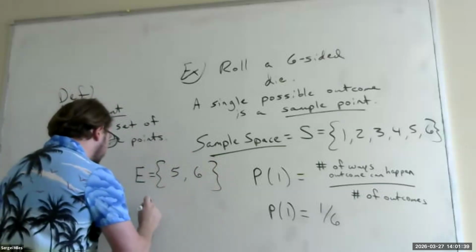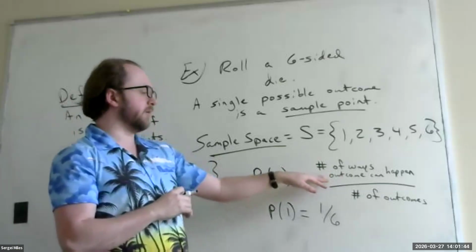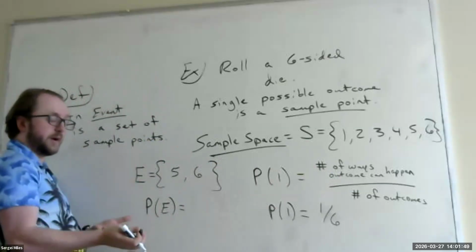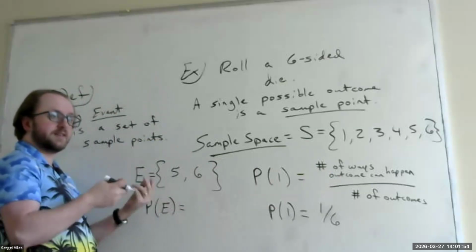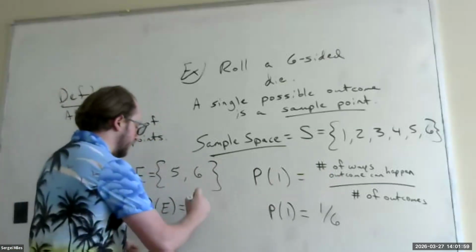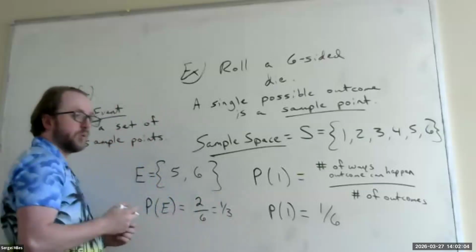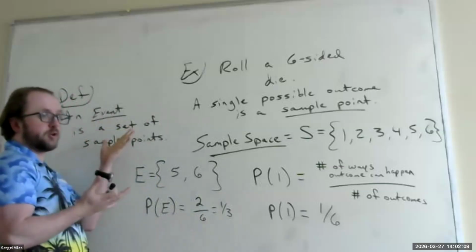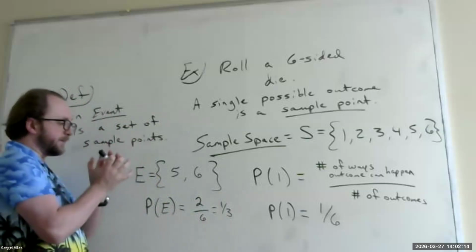Well, now if I ask, what is the probability of E, return back to our formulation we wrote out here. The number of ways some outcome can happen divided by the number of total outcomes. E has two ways it can occur. This event has two sample points, two different ways for E to happen. So that would then be 2 out of 6, or in other words, that would simplify to 1/3. So when we're talking about events, it could still be a single point, but an event can have multiple sample points contained in it at the same time.